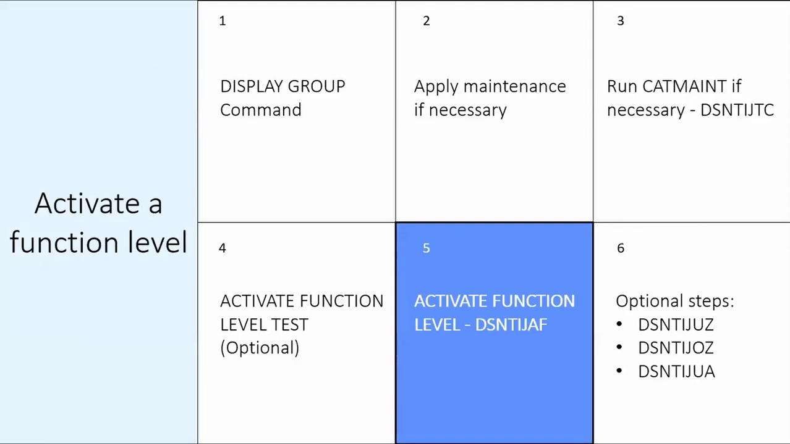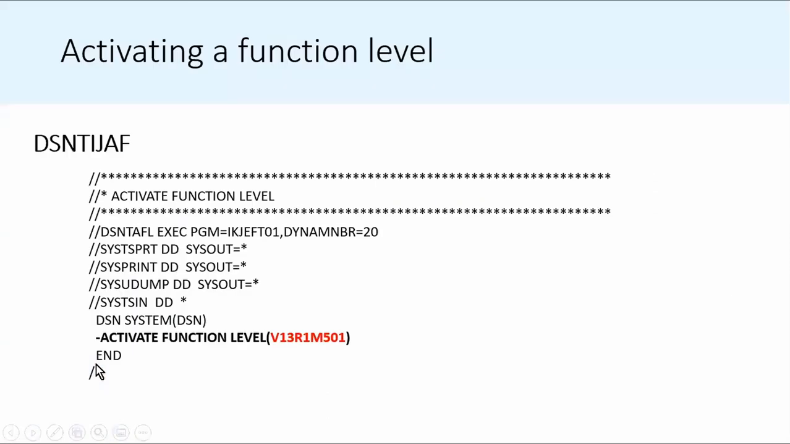So then you will do the full activate function level. Once you've done the test and you've resolved anything that may have come up, then you can run that same job again, that DSNTIJAF job. And this time, if you go to the next slide, you will notice that it is the exact same as the one that we just looked at, except there's no TEST in that command. It is blank right there.